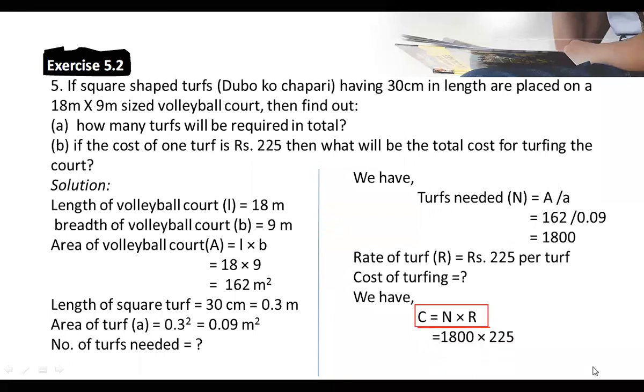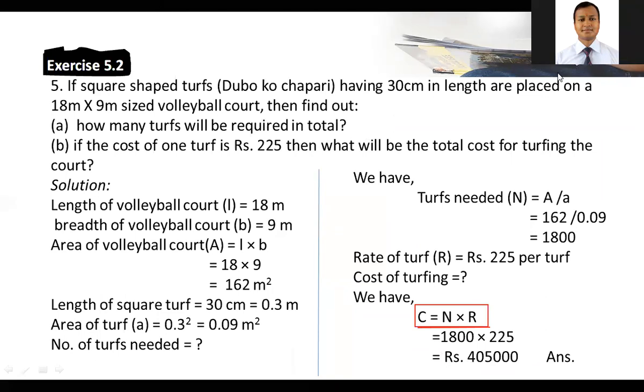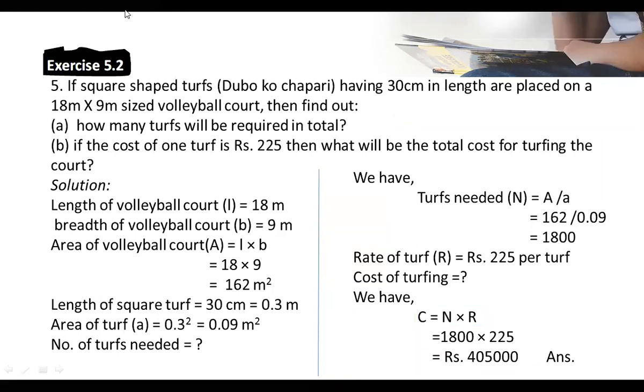Multiply these two, 1800 into 225, and what value will you get? 4,05,000. Okay, this is our required answer. Does anyone have any confusion in it? No, sir.